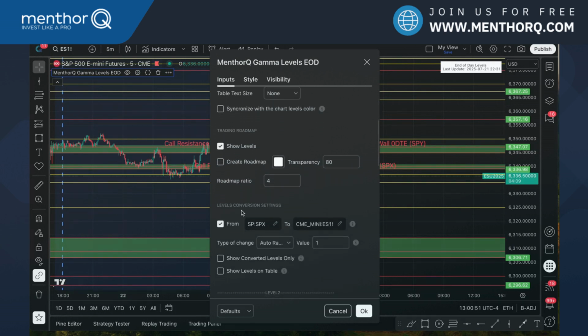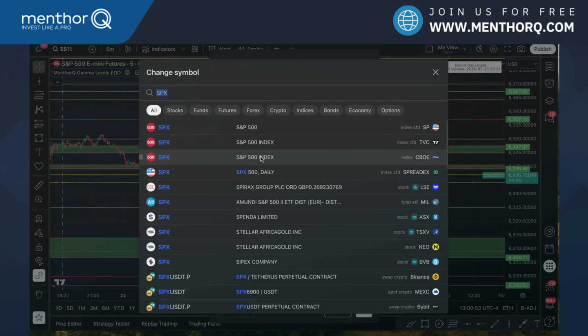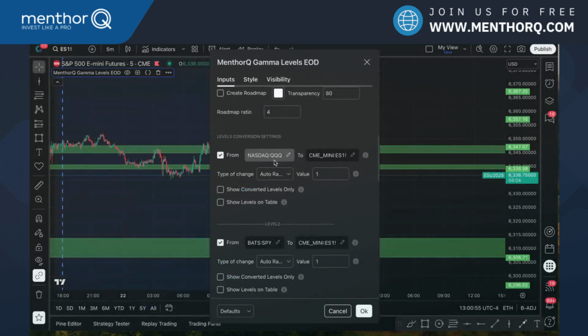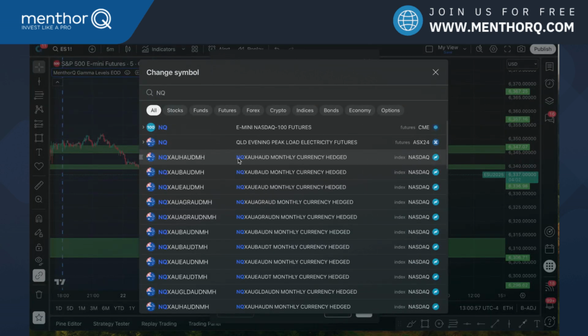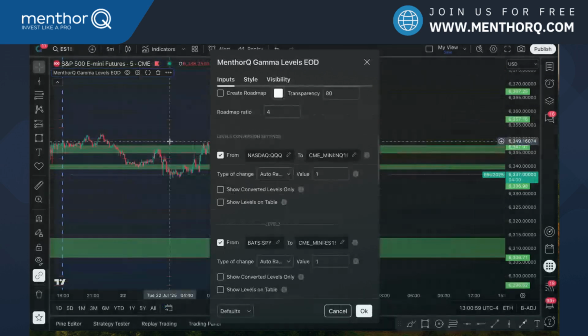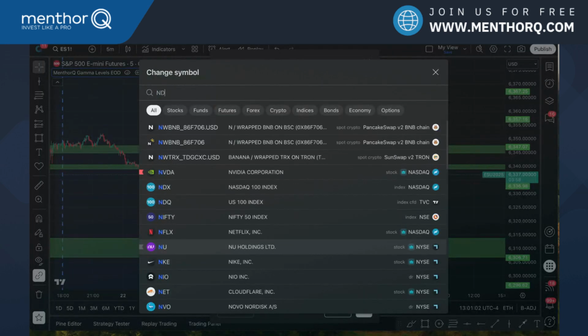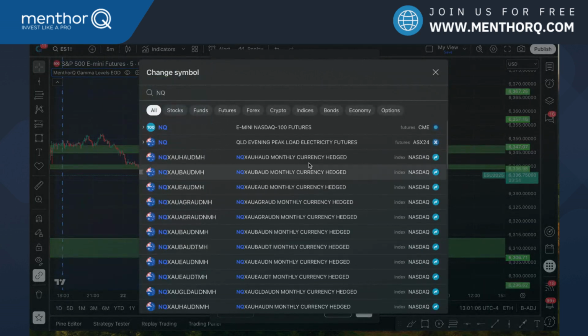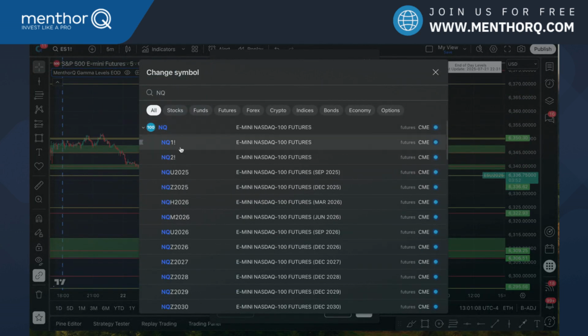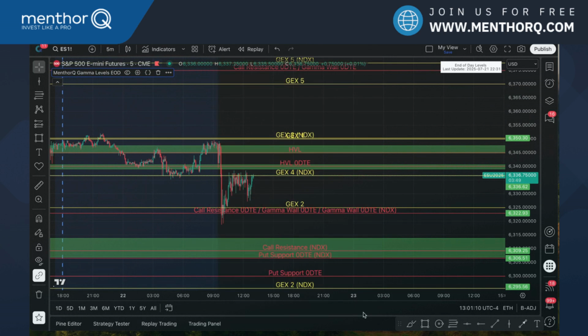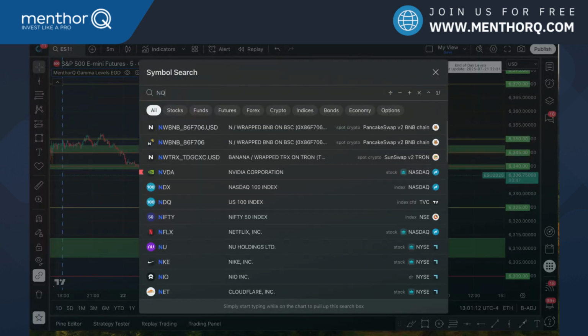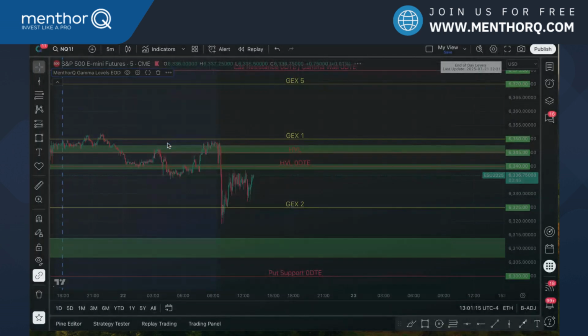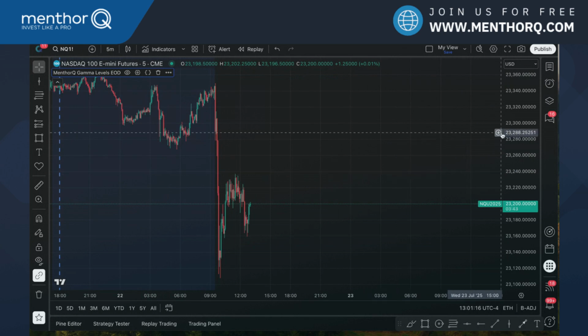We can do the same thing on NQ. So if we want, we can add QQQ levels to NQ, and we can add NDX levels to NQ. Okay, very, very simple. It's done with the indicator. Now we can go on our NQ chart, and we can do exactly the same thing.